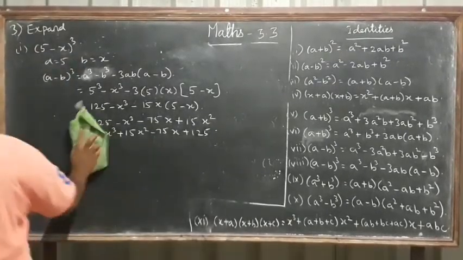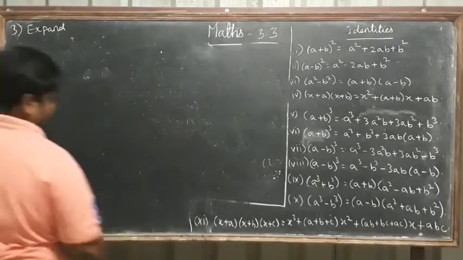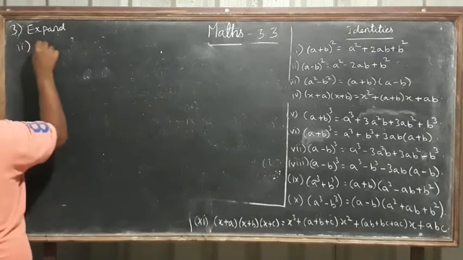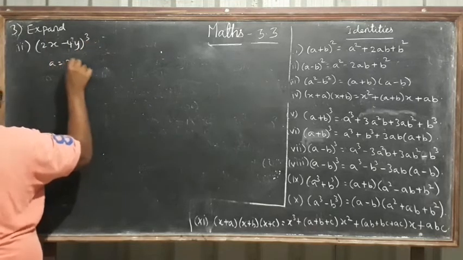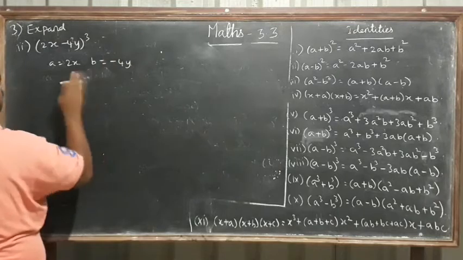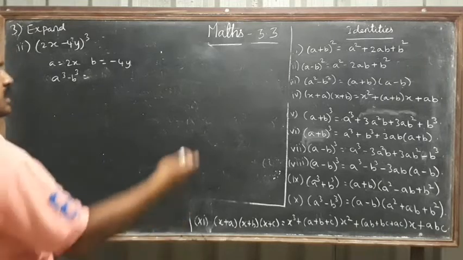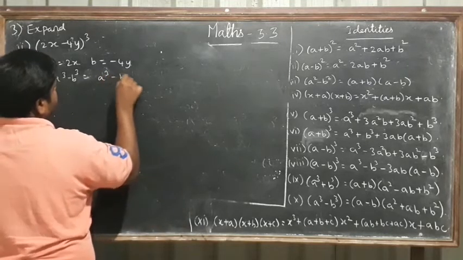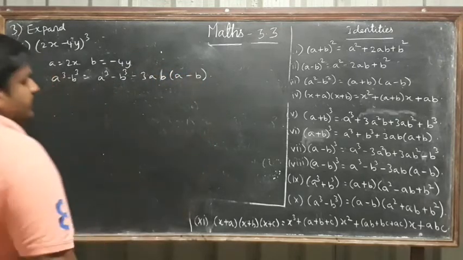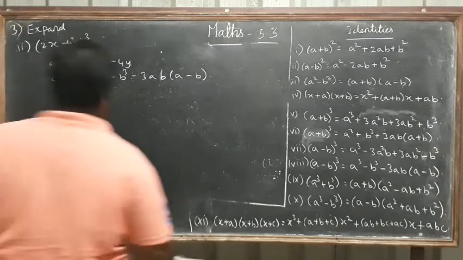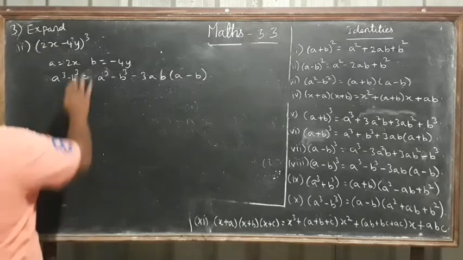Then second sum, 2x minus 4y the whole cube. So what is a here? A is 2x and b is minus 4y. Once again substitute the formula, a cube minus b cube. A cube minus b cube is what? Use any one of the formulas. A cube minus b cube minus 3ab into a minus b. So a cube minus b cube minus 3ab into a minus b is the formula for a minus b the whole cube, not a cube minus b cube.